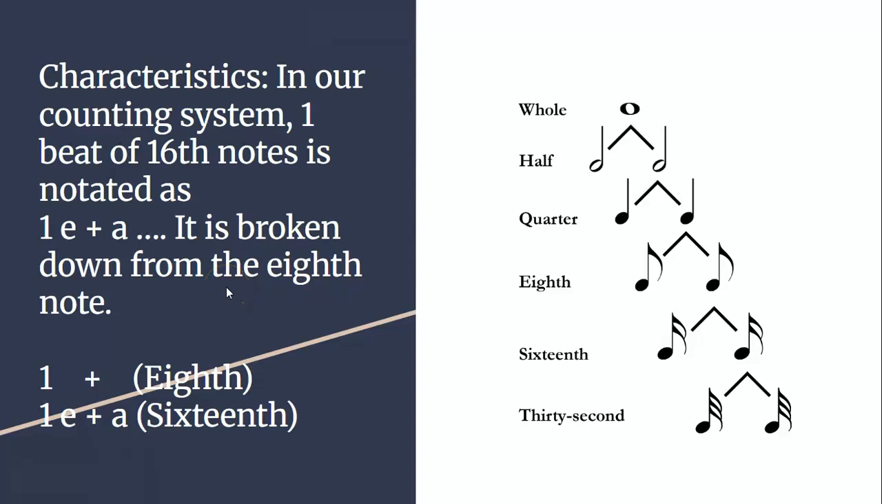Cool. So the way we count, one full beat of 16th notes is a group of 4. Here you can see a breakdown from the 8th and how it's exactly like 2 eighth notes is 1 quarter. So 2 eighth notes is 1 quarter, 2 16ths is 1 eighth. Now the way 16th notes are counted is 1 E and a. I'll repeat it slowly. 1 E and a.